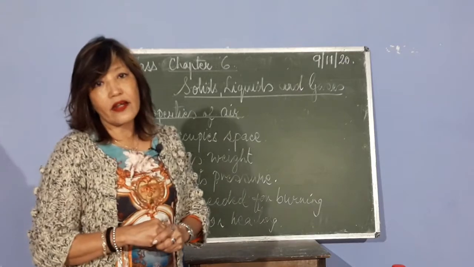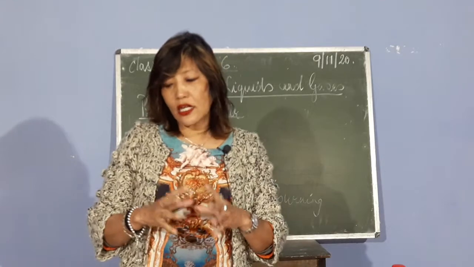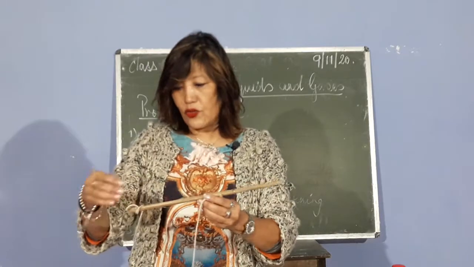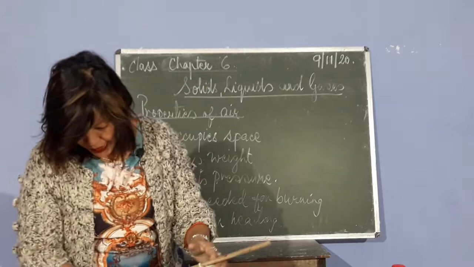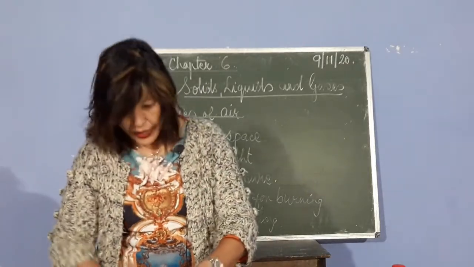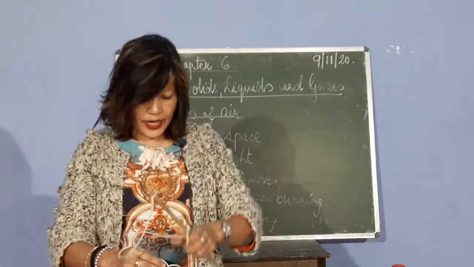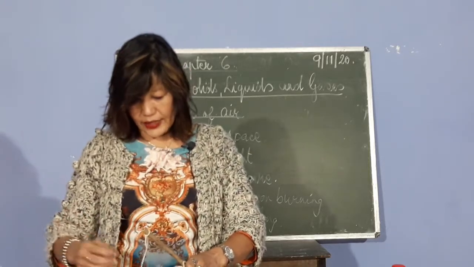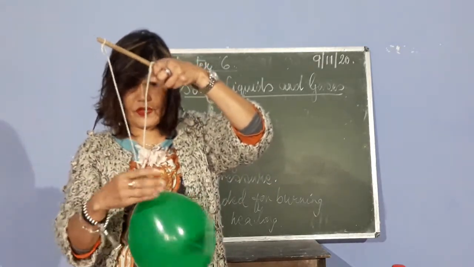The next activity is: air has weight. To prove this, you need a rod, and again you need the 2 balloons. To one end of the rod, tie the inflated balloon, and to the other end tie the deflated balloon. So what happens after you tie the balloons to the rod?